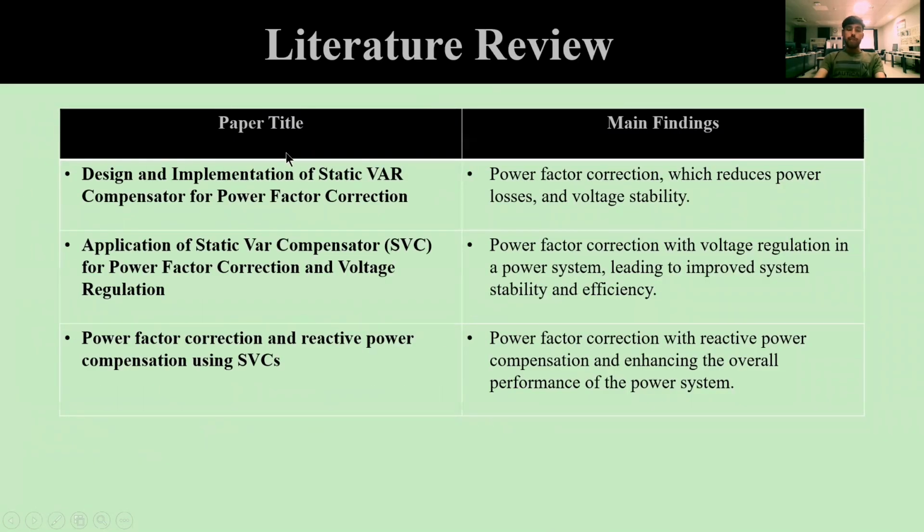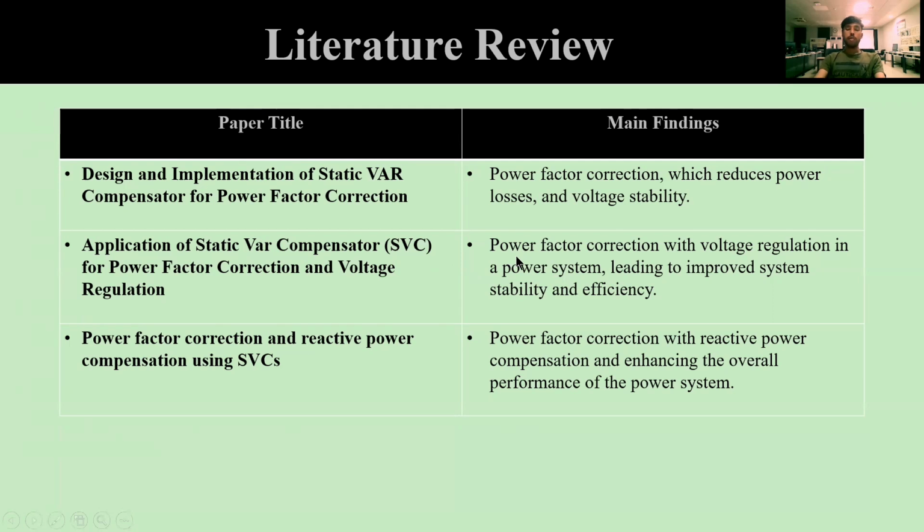So the literature review. Before designing our project, we went through many papers and research articles. Some of them are mentioned here. The first paper is Design and Implementation of Static VAR Compensator for Power Factor Correction. In this paper, they worked on reducing the power losses and improving voltage stability. The other paper is the Application of Static VAR Compensator for Power Factor Correction and Voltage Regulation.